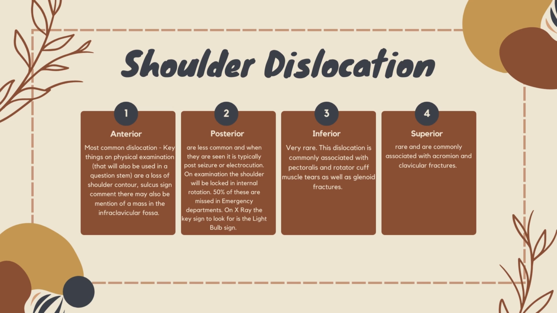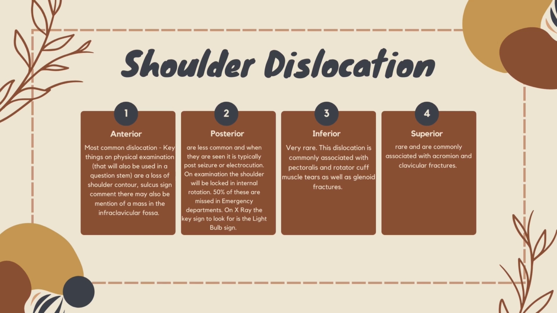Associated injuries with all shoulder dislocations are humeral neck fractures, which are more common in high-energy trauma and the elderly. Greater tuberosity fractures and rotator cuff tears are also more common in the elderly.